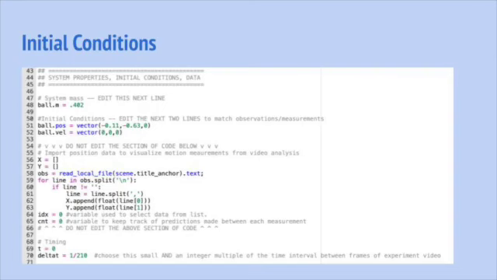Okay, let's look through our GlowScript code. Here we set our initial conditions. We are given that the mass of the ball is 0.402 kilograms. And then we use the position vector from our tracker data, and we set the initial velocity as 0. Our delta t is 1 over 210 because it is a multiple of the time interval between the time frames of the experiment, which is 10.5.